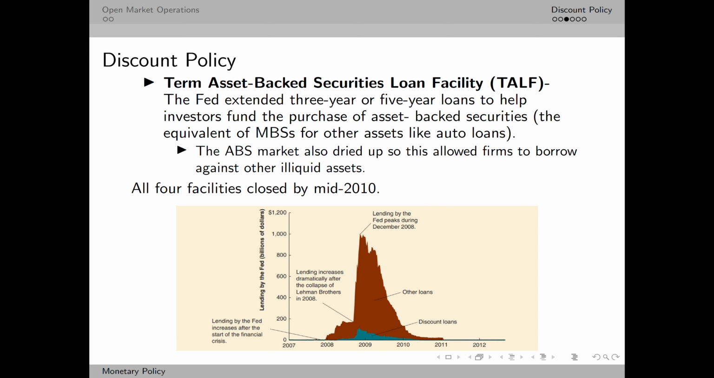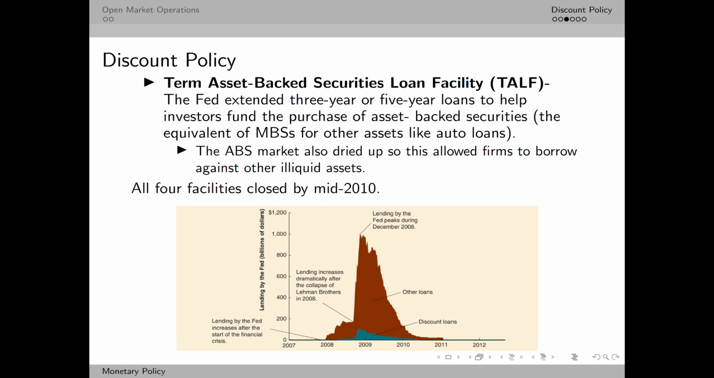And then finally was the term asset-backed securities loan facility, or TALF. In TALF, the Fed extended 3 or 5 year loans to help investors fund the purchase of asset-backed securities. Asset-backed securities are structured a lot like MBSs, except they're for other types of assets like auto loans or something like that. So the ABS market also dried up.